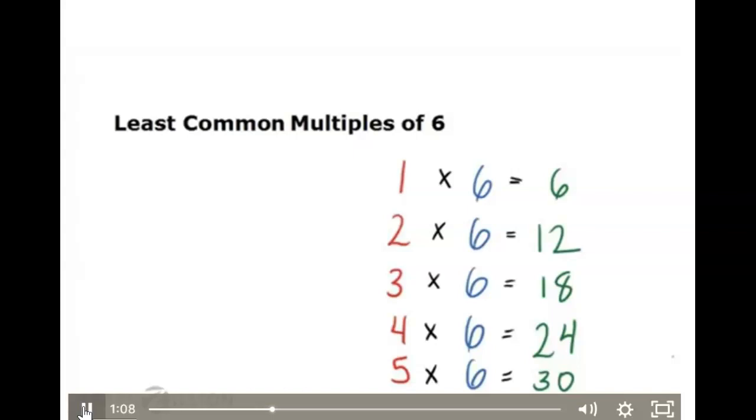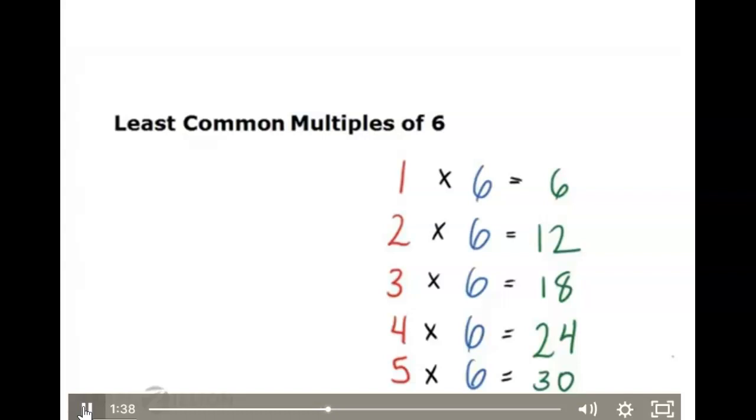Multiples are the products of the denominator and then the other numbers if you were skip counting. So for example, I did 1 times 6, 2 times 6, 3 times 6, 4 times 6, 5 times 6. Or if you were skip counting by 6, then it would have been 6, 12, 18, 24, 30. The least common multiple is the smallest multiple that both the denominators will share. Let's take a look at how we use the least common multiples when finding common denominators for fractions.